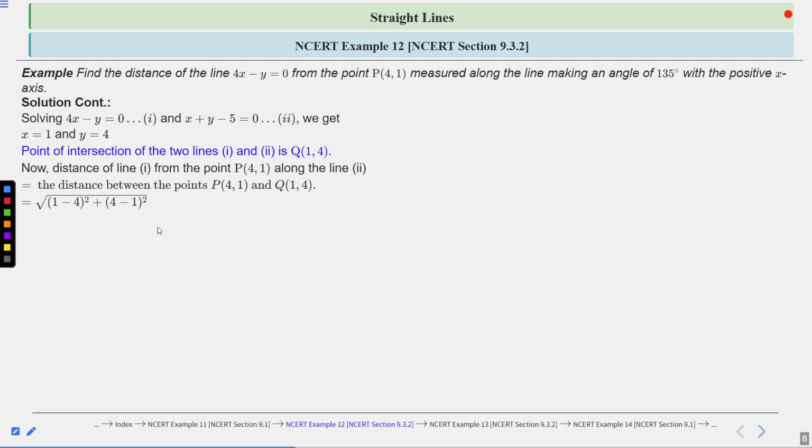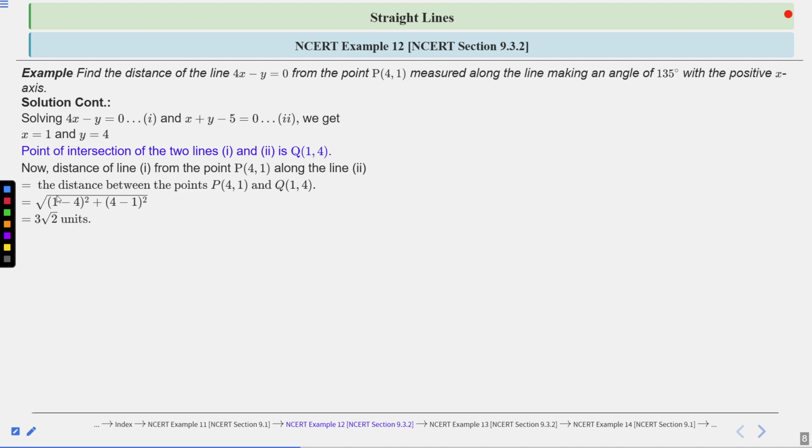So what is the distance between P and Q? Now we can use the distance formula for finding the distance between the points P and Q. That is basically square root of 1 minus 4 whole square plus 4 minus 1 whole square. Okay, so this is the distance between the points P 4 comma 1 and Q 1 comma 4, and this is nothing but the distance of line 1 from the point P 4 comma 1 along the line 2.